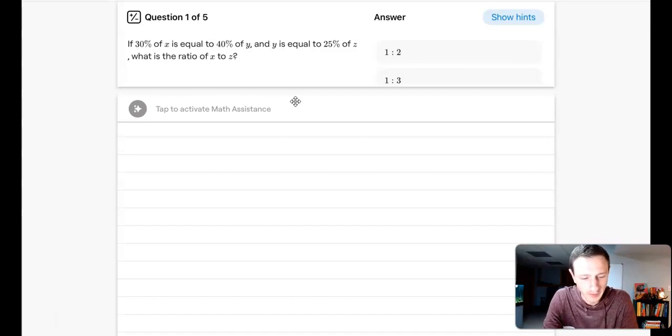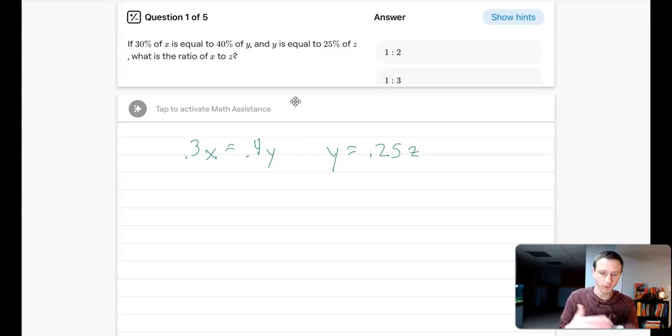So 30% of x is going to be 0.3 times x, and that's equal to 40% of y. And then they're saying y is equal to 25% of z. What is the ratio of x to z? So it looks like we just have to use some substitution here. So let's just substitute in y into that first equation I wrote down.